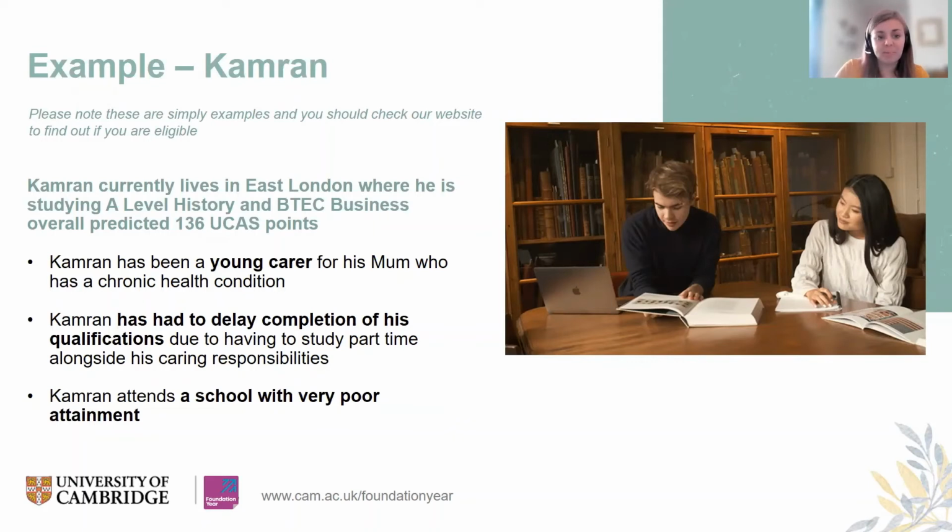So from Cameron's example here, the fact that he is a young carer and has had to delay his completion of his qualifications due to studying part-time means that he would hit criteria in category 1. Cameron also attending a school with very poor attainment means that he would also hit criteria in category 3. This means that Cameron meets one or more criteria from two or more categories, as he meets one in individual characteristics and school or college characteristics, and therefore Cameron would be eligible for the Cambridge Foundation Year.